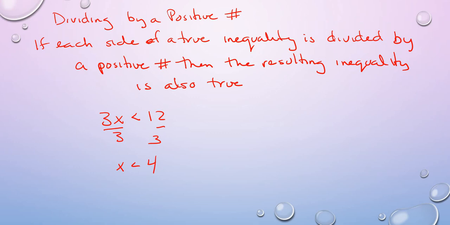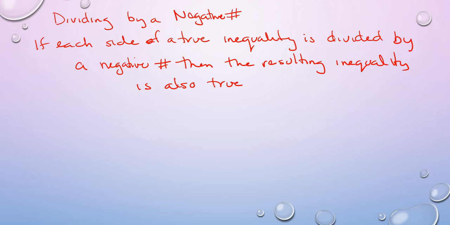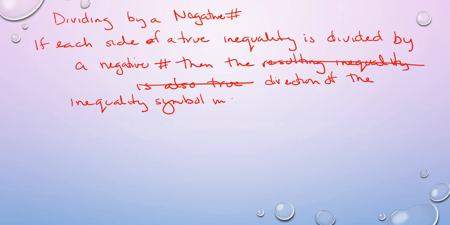Now, we're going to do the same thing here with a negative number. So I'm going to erase and rewrite, but you guys can do anew because I'm out of slides. Dividing by a negative number: if each side of a true inequality is divided by a negative number, then the direction of the inequality symbol must be reversed so that the resulting inequality is also true.